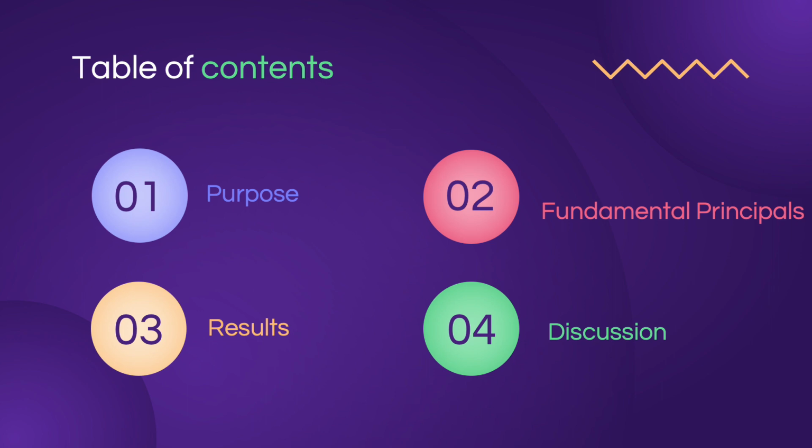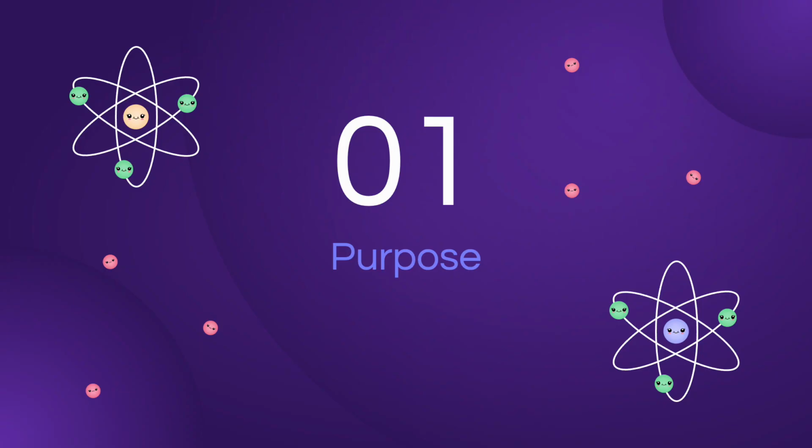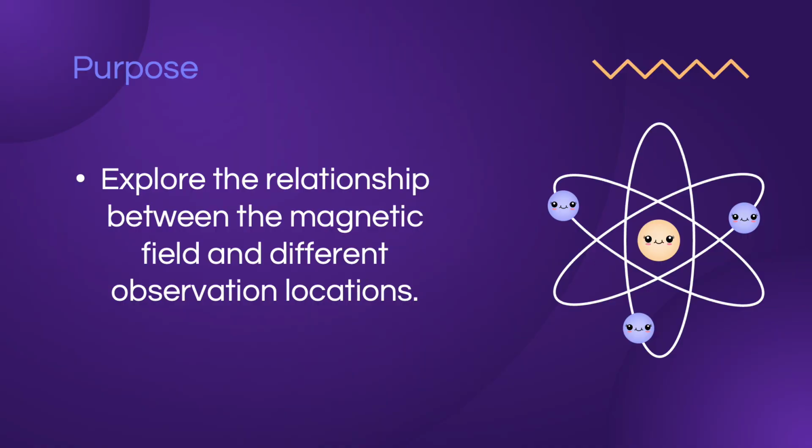First, I'm going to go over the table of contents for today's meeting. There's the purpose, the fundamental principles, the results, and the discussion. The purpose of this experiment was to explore the relationship between the magnetic field and different observation locations. We'll go over the procedure later on in this video.